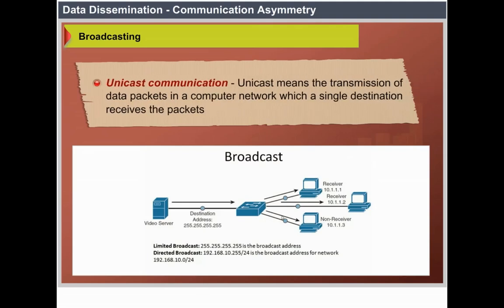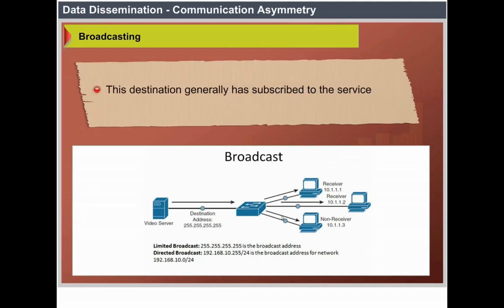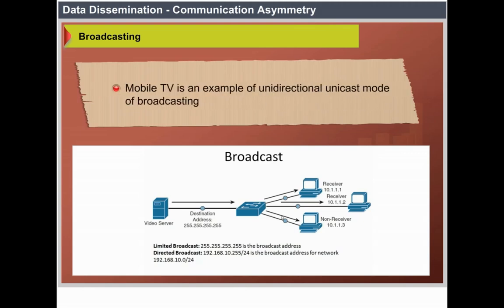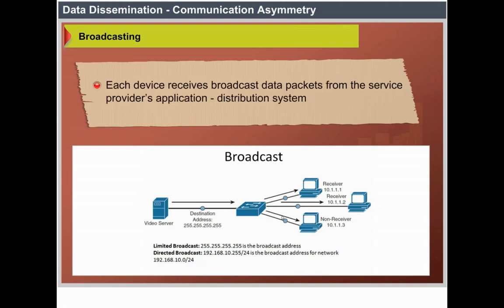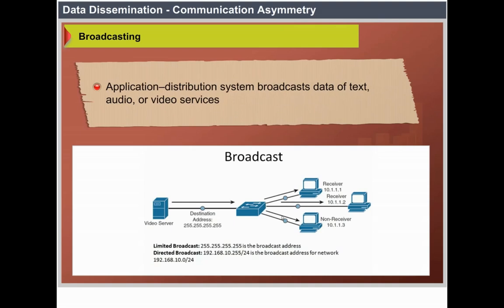Unicast communication. Unicast means the transmission of data packets in a computer network such that a single destination receives the packets. This destination is generally the one which has subscribed to the service. Mobile TV is an example of unidirectional unicast mode of broadcasting. Each device receives broadcast data packets from the service provider's application distribution system. The application distribution system broadcasts data of text, audio, or video services.